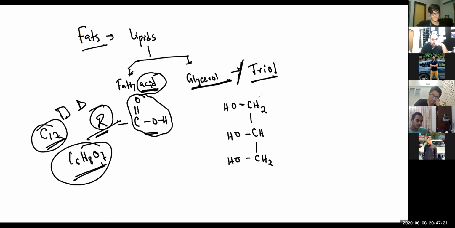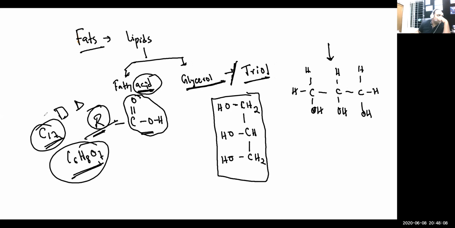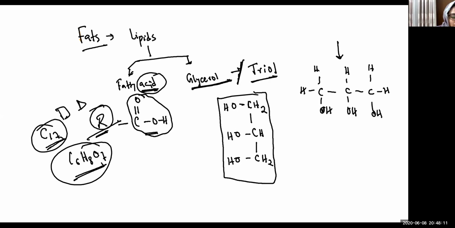Sir, can you name this compound? Triol or glycerol. Sir, pentanol. Pentanol? Penta means how many? Sorry, sir, propanol, right? Very good, propanol. So the name will be propane triol, something like that. 1, 2, 3 all. Because all 3 carbons have OH.